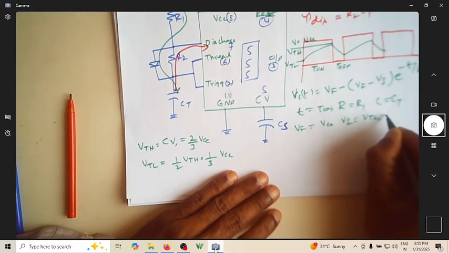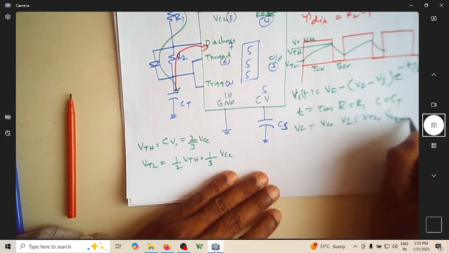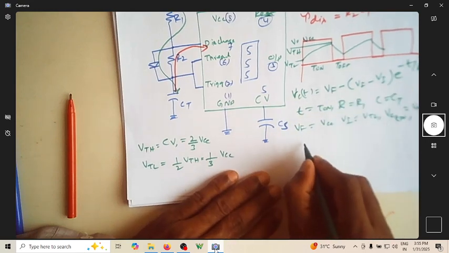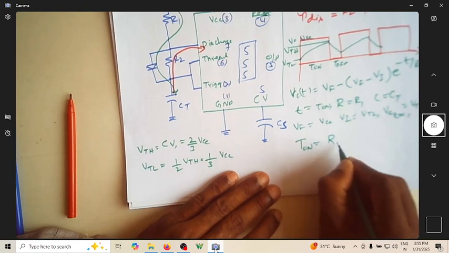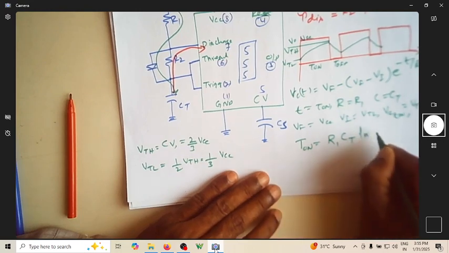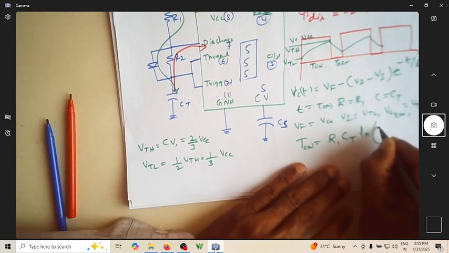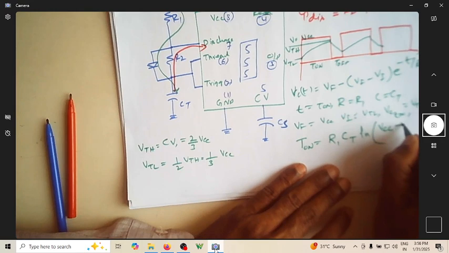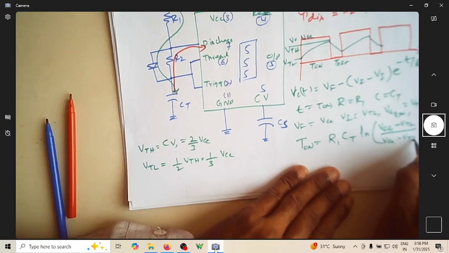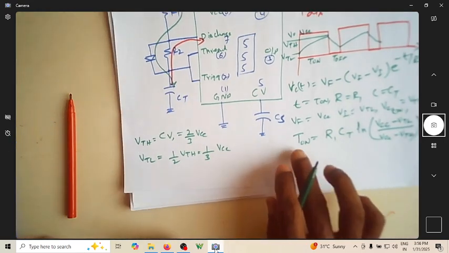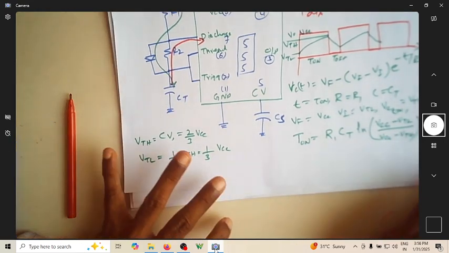and VC at T on is equal to VTH. If you substitute all these things, you'll get the expression for T on as R1 CT ln of (VCC minus VTL) by (VCC minus VTH). This is the expression that we want to get.